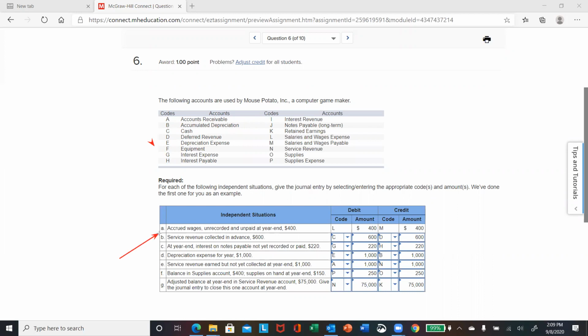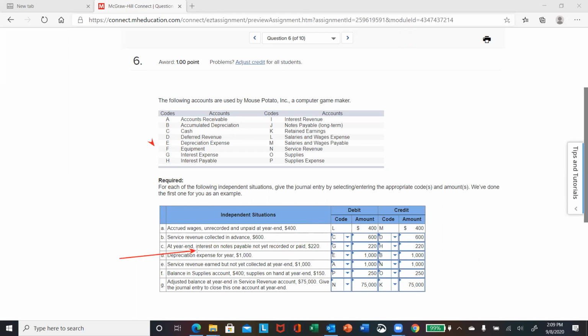So starting with part A, you've got accrued wages, unrecorded and paid. So you'd be looking for a wages expense. That would be letter L for $400. And then we're looking for some sort of payable. Salaries and wages payable would be the credit. Part B, service revenue collected in advance. So in that case, you'd be debiting cash. Let's look for the cash. That's where they get code C for 600. And credit your deferred revenue, which is going to be letter D for 600.